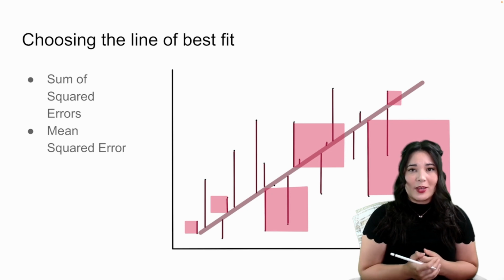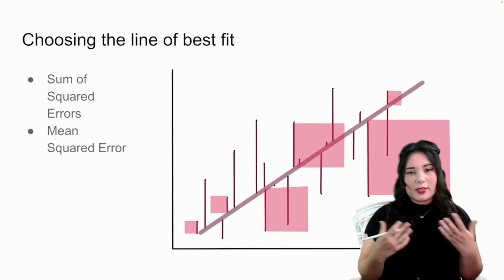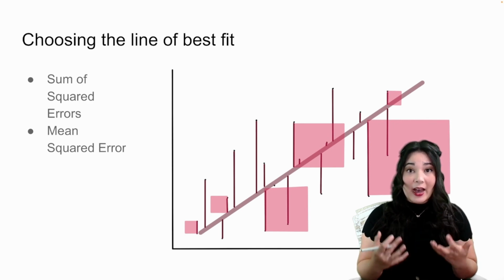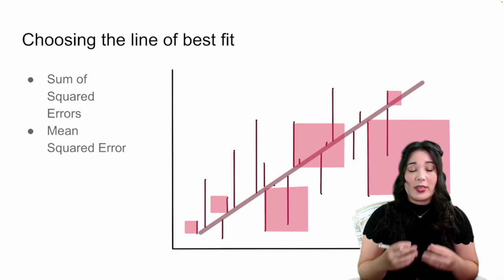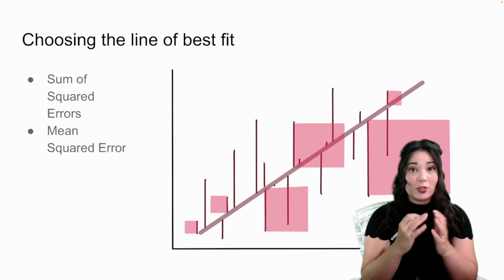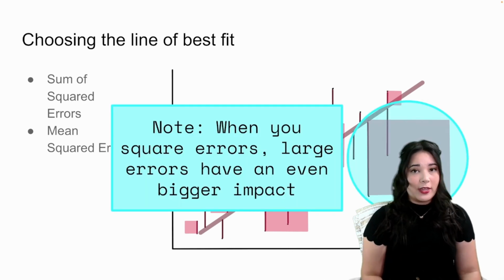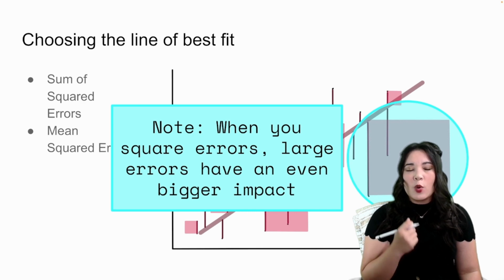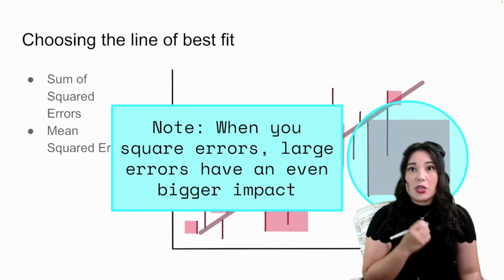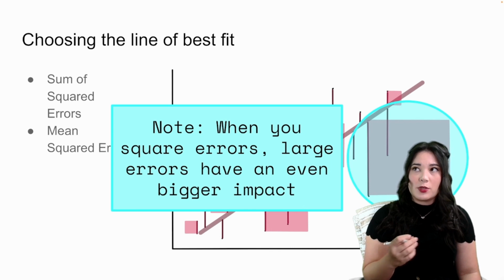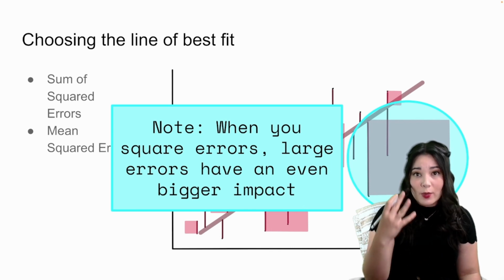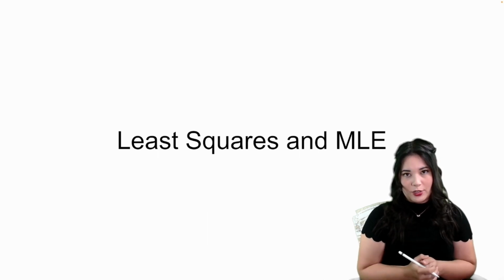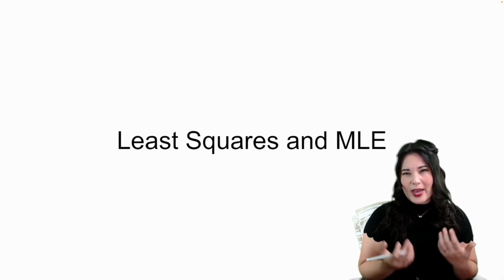We also might look at something called a mean squared error, which is just the sum of squared errors divided by the number of points. Basically, it tells us the average squared distance between our model's guess and the actual value. One really important thing to note is that when we square our errors before adding them up, we're giving large errors a huge influence in our model, because when you take a large number and you square it, it gets even bigger.